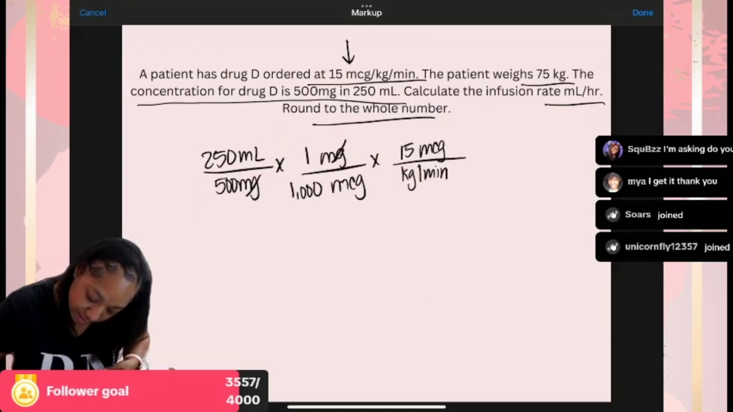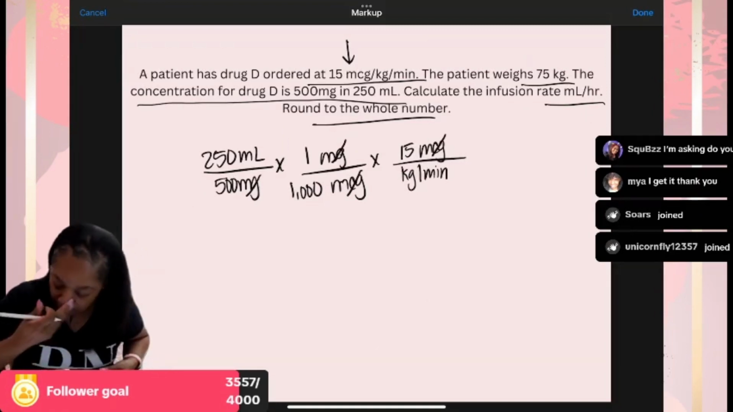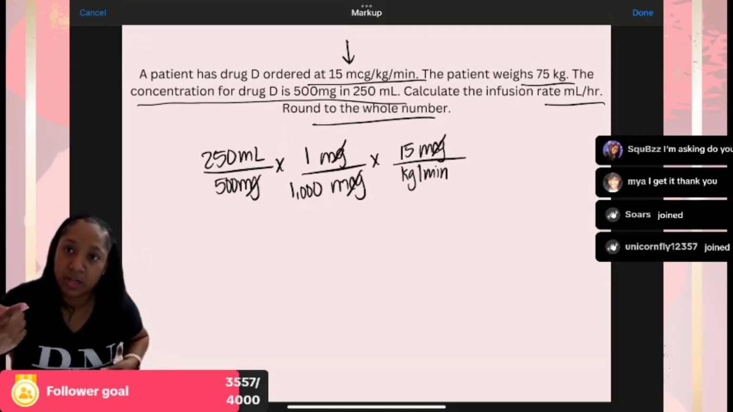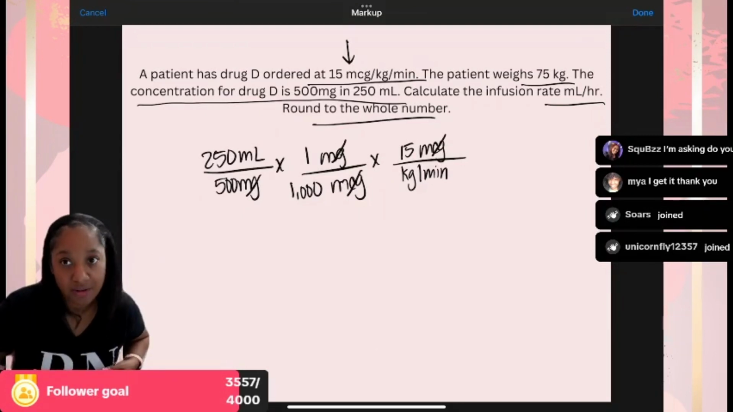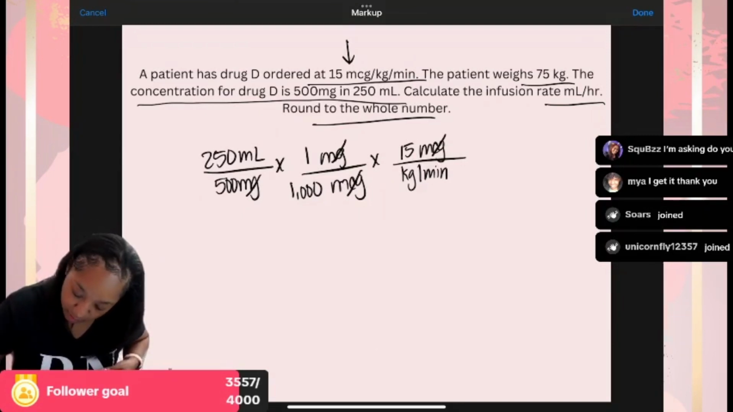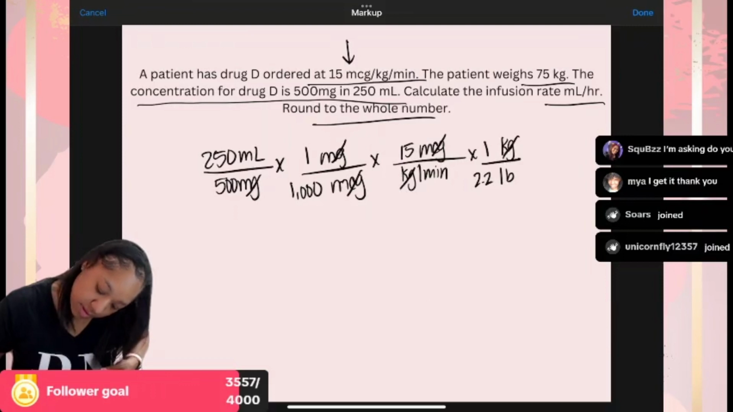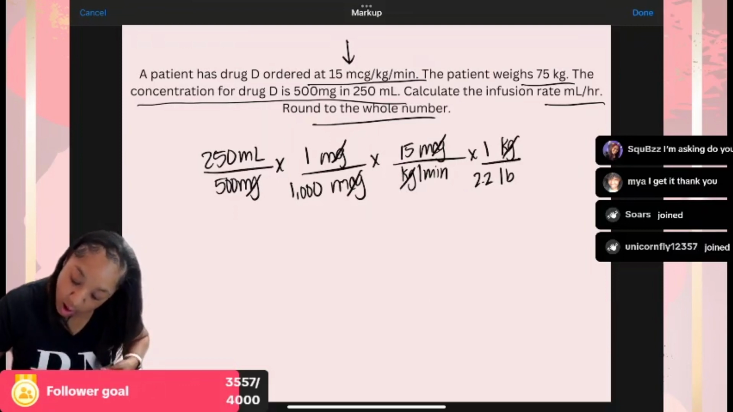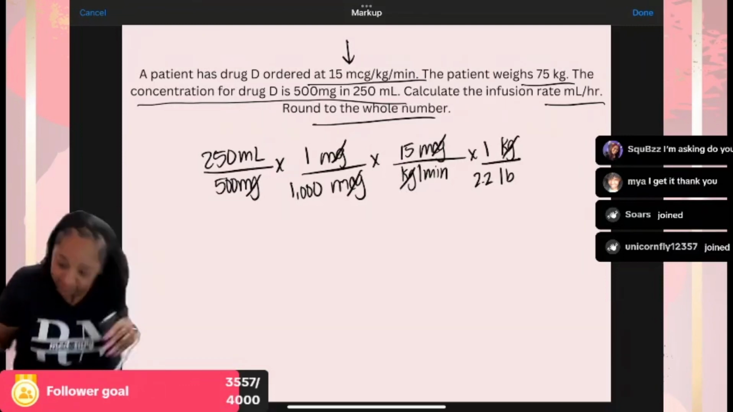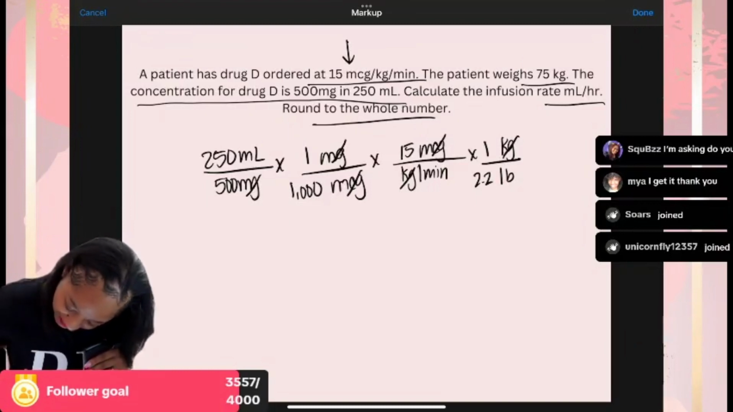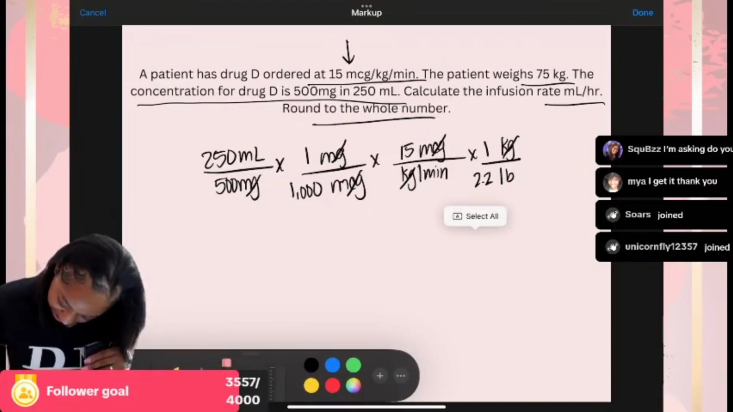So that crosses out, that crosses out, that crosses out. Now we've got kilograms and minutes that we need to take care of on the bottom. So our kilograms at the top and pounds at the bottom, 2.2 pounds and 1 kilogram. You're going to have to know it like the back of your hand. All right. Then our patient's, wait a minute. Our patient's weight is already there, so we don't even have to do a conversion.